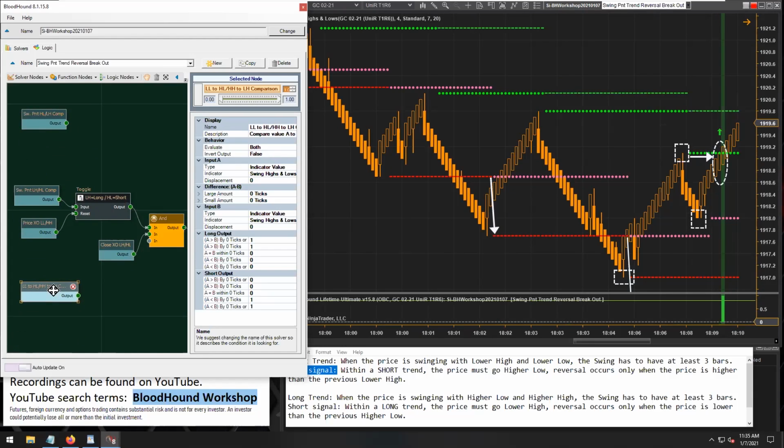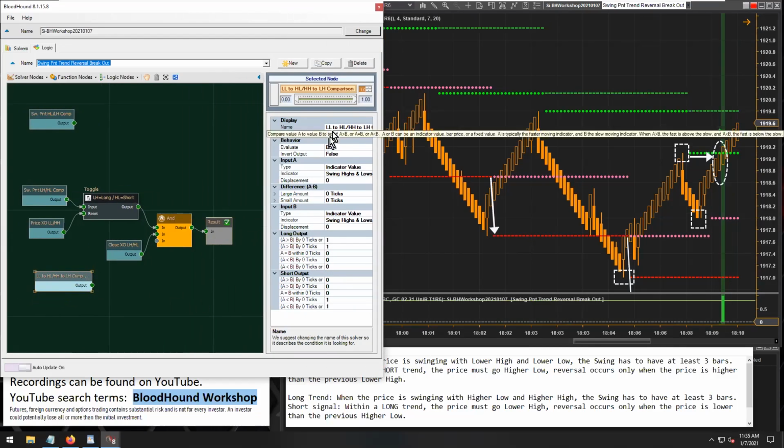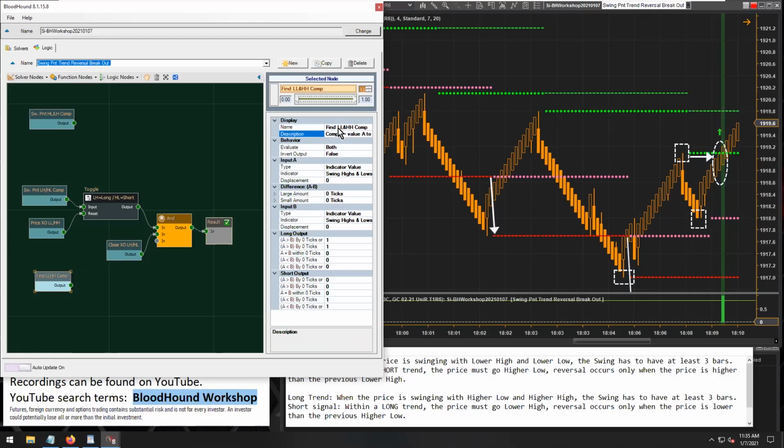And let's see, what was this? Let's repurpose this comparison solver here. So this solver is basically going to find lower lows and higher highs. I guess that's a good way to name these things. This solver is finding lower highs and higher lows. So there we go, we'll just rename these.